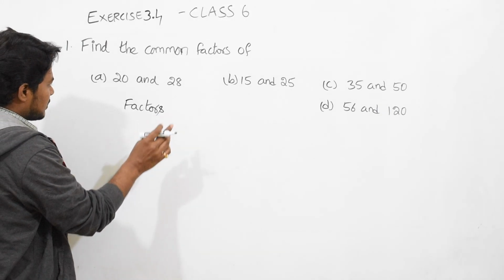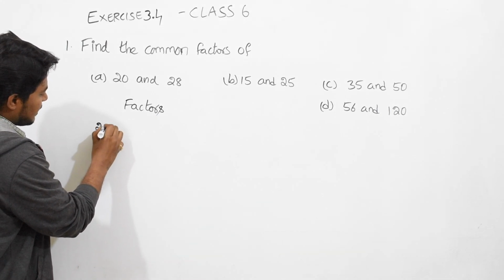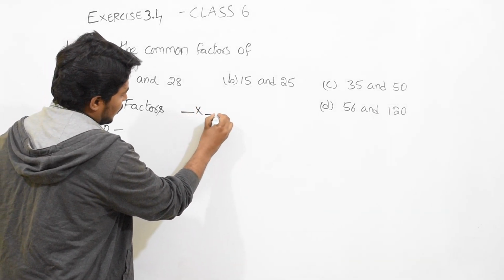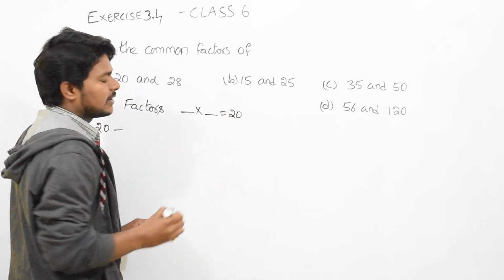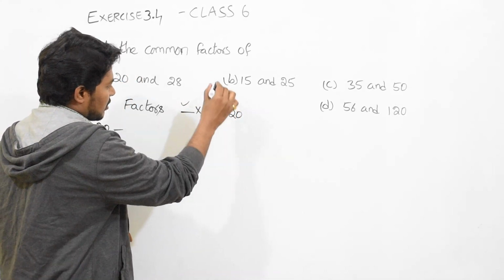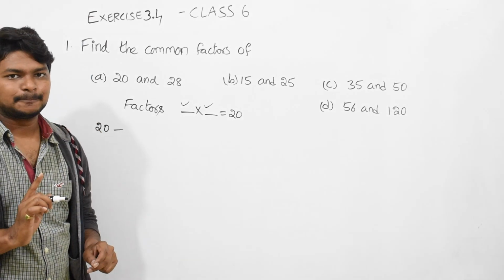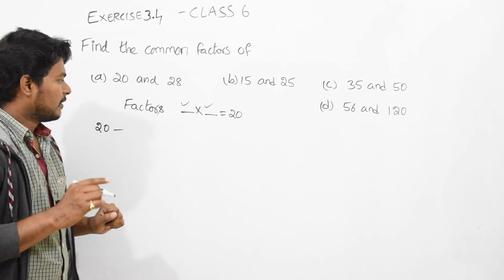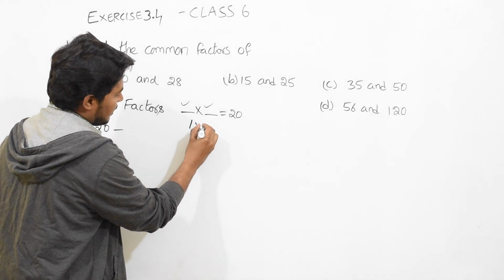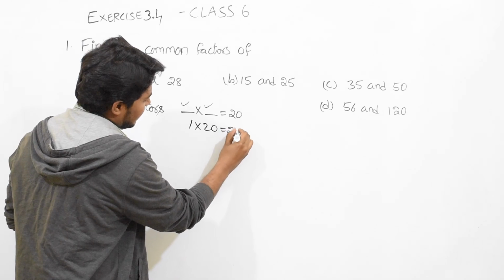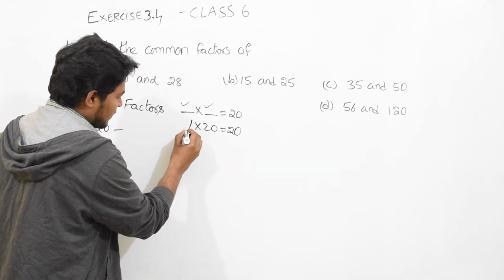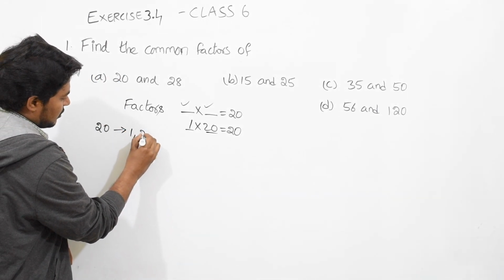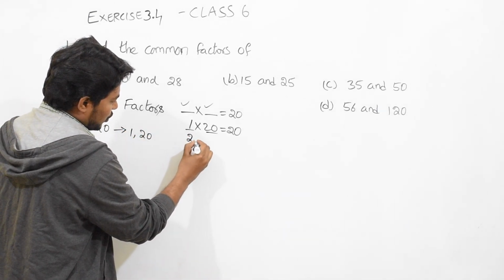Now we write factors for 20. First we write factors for 20. With what numbers do you multiply to get 20? These numbers are called factors for 20. Understand? For example, 1 into 20 equal to 20, true? So 1 is a factor, 20 is a factor. 1 comma 20.